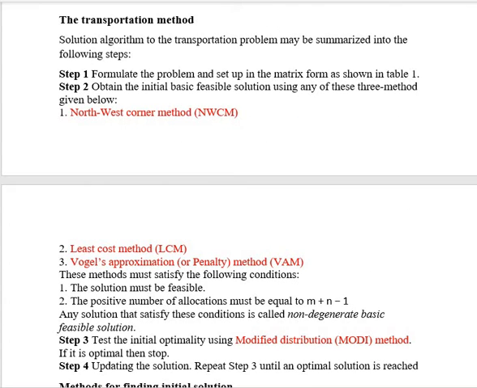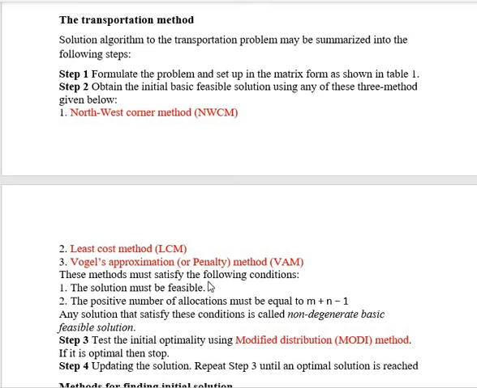The transportation method. The solution algorithm to the transportation problem may be summarized into the following steps. Step 1: Formulate the problem and set it up in the matrix form as shown in table 1. Step 2: Obtain the initial basic feasible solution, or IBFS, using any of these three methods. First is the northwest corner method, or northwest corner rule, NWCM. Second is the least cost method, that is, LCM. Third is Vogel's approximation or penalty method, VAM.